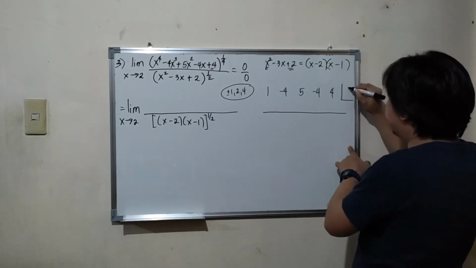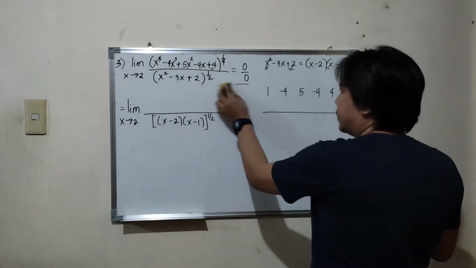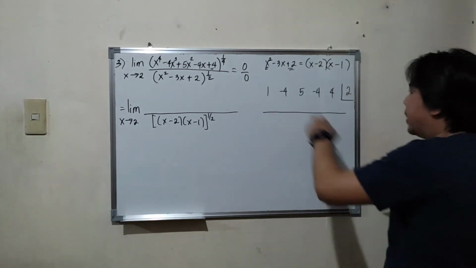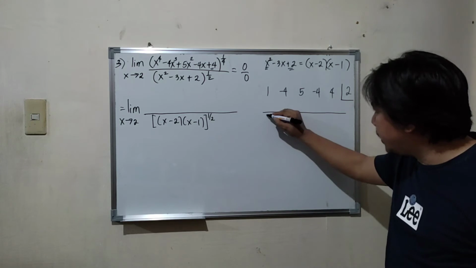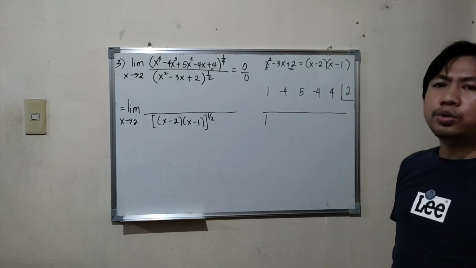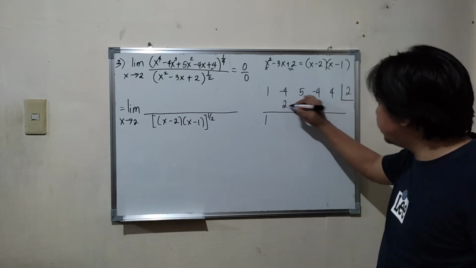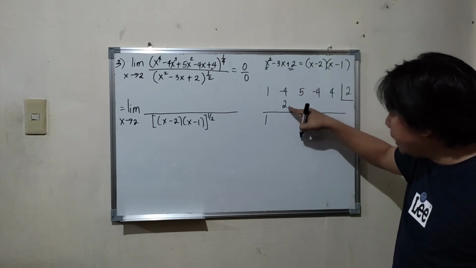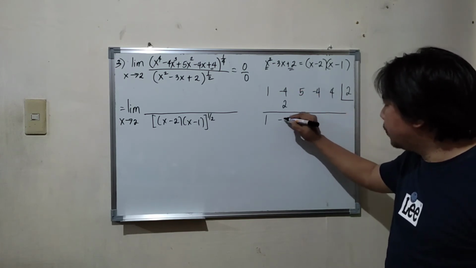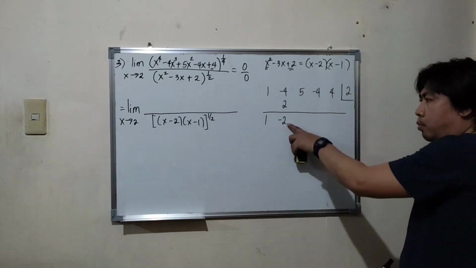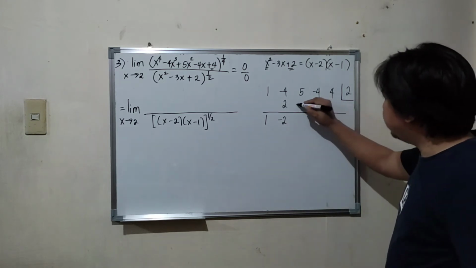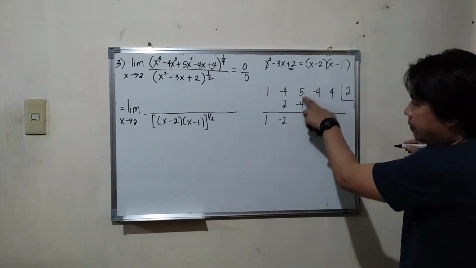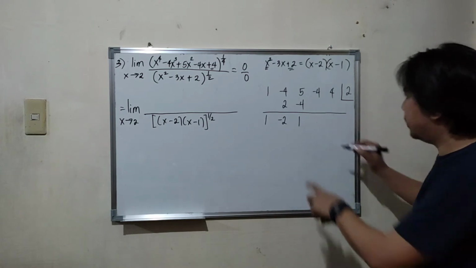Okay, so unahin natin ng positive 2. So by synthetic division, just bring down 1. So 1 times 2 is 2. Then add negative 4 plus 2. We have negative 2. Multiply negative 2 times 2. We have negative 4. Add 5 minus 4 is 1.